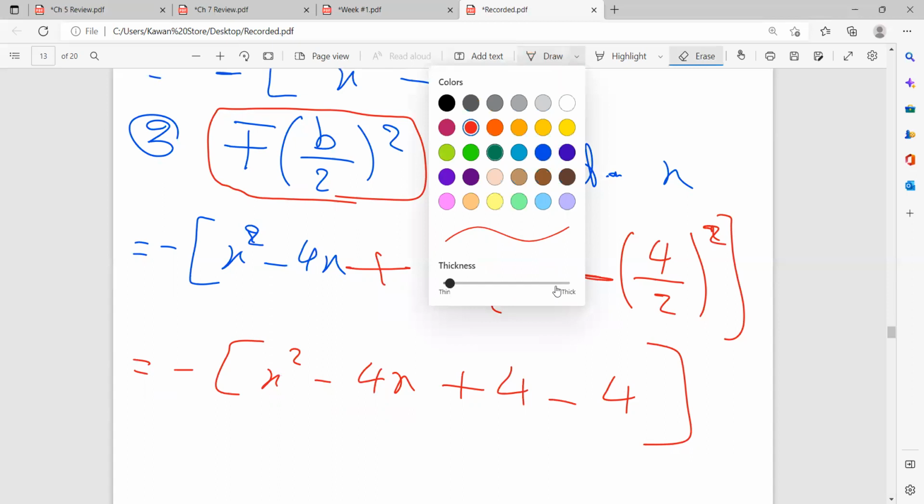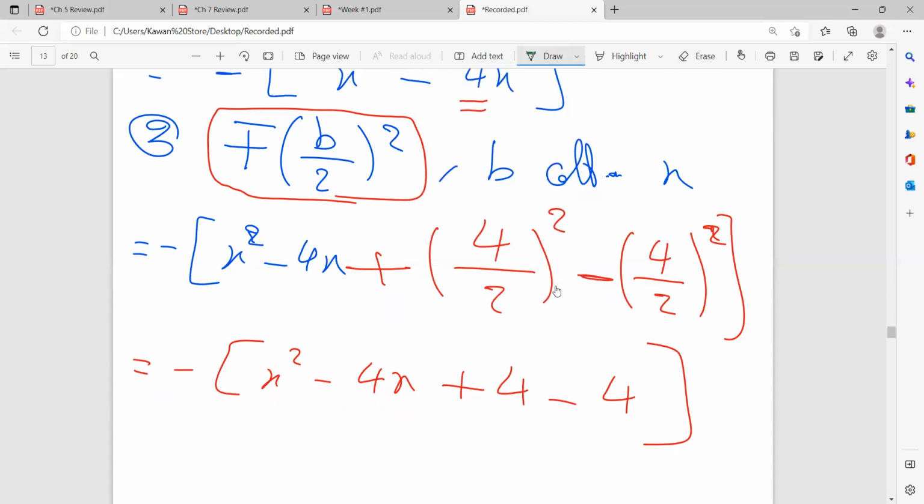So we need to what? We need to add and subtract minus 4 here. How do we get it? By b over 2 squared. First addition, second subtraction. This is the second step. Did you understand now?